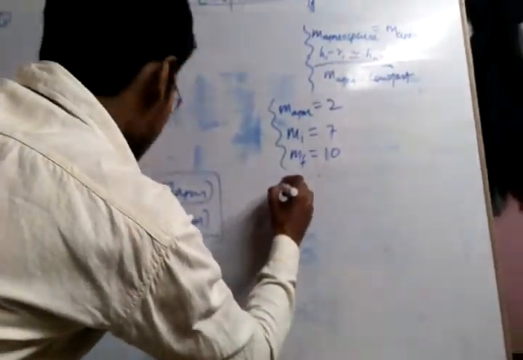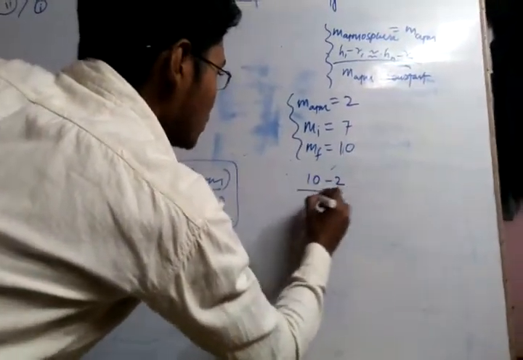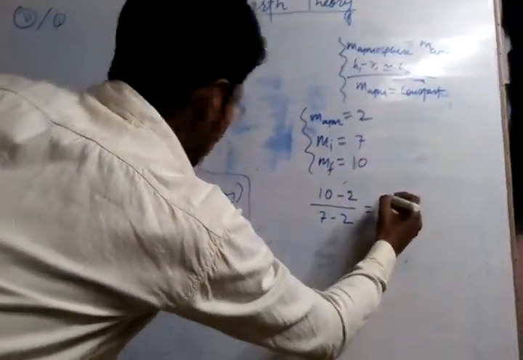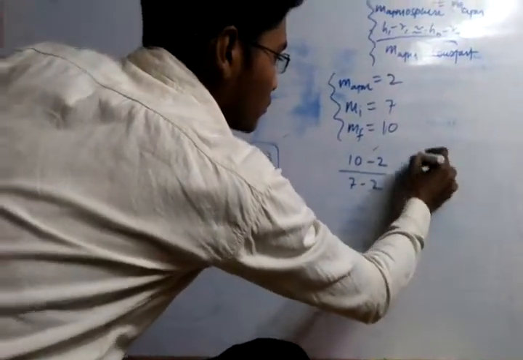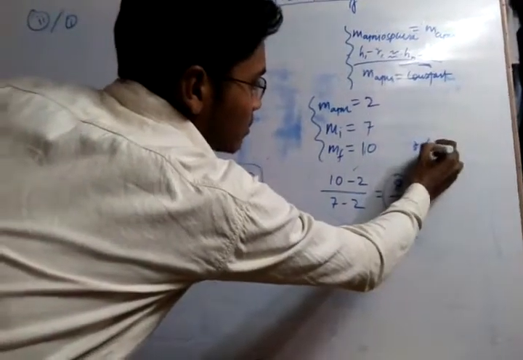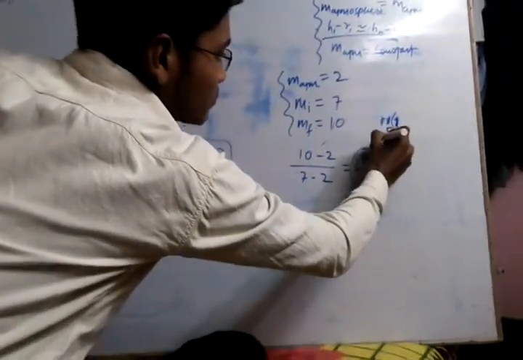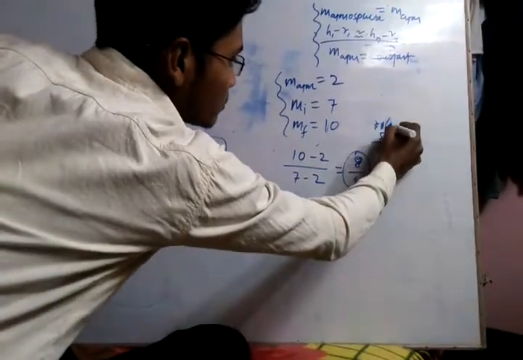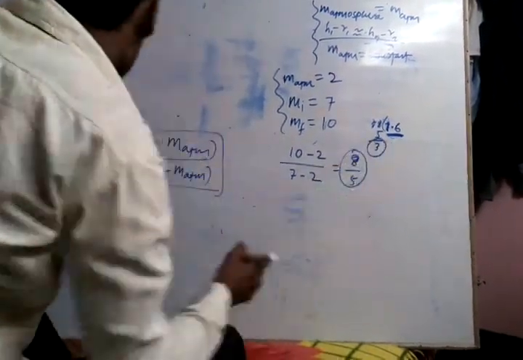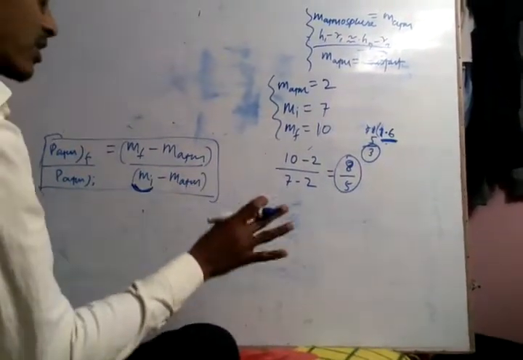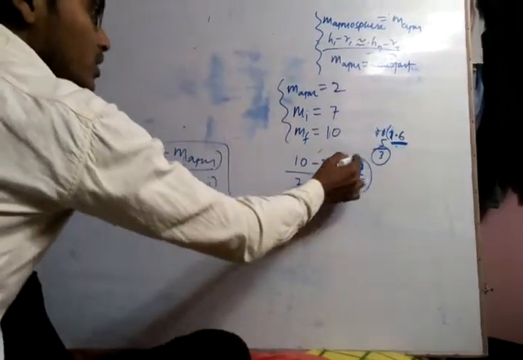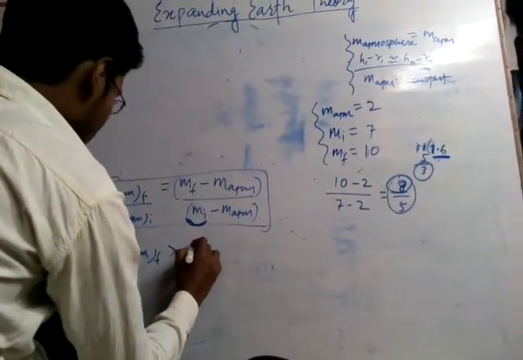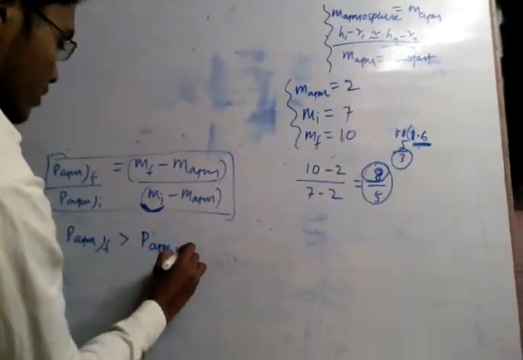Then we put in the formula: m final minus m ATM, 10 minus 2, upon m initial minus m ATM, 7 minus 2, that is 8 upon 5, which when we divide is 1.6 times greater. Okay, which concludes that this upper quantity, P ATM final, is greater at any time than P ATM initial.